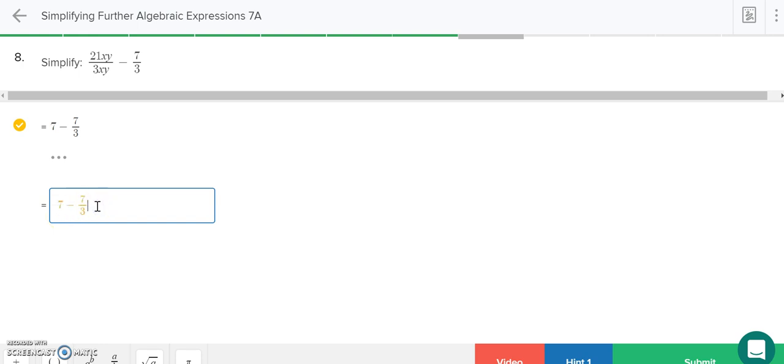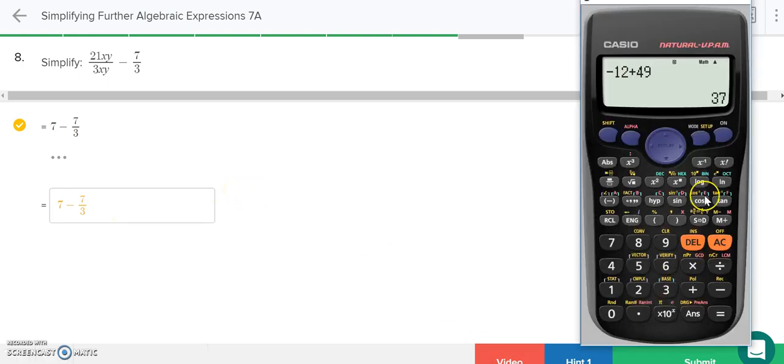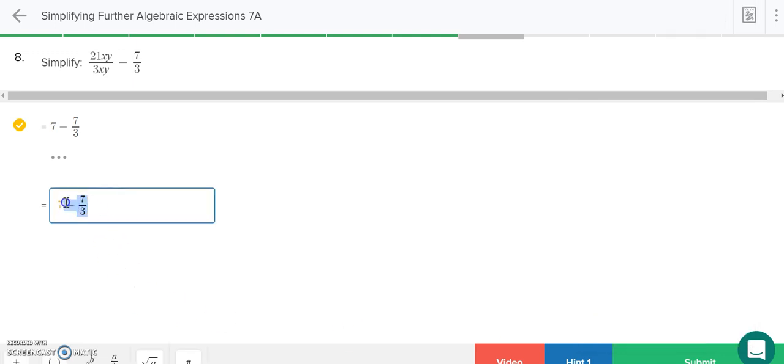I could either use a calculator. If I was doing it without a calculator, I would need to get a common denominator, which in this case, because 7 is 7 over 1, it would be 3. But I'm just going to use my calculator to do this one, because these are year 9 questions. So I'm going to do 7 take away 7 thirds, and that's going to give me 14 thirds. So I'm going to type in my answer to that here.